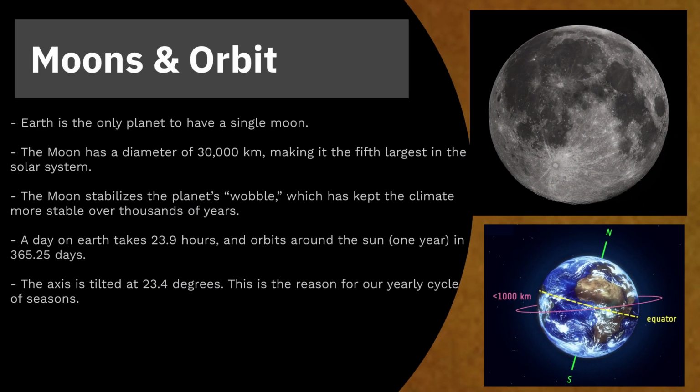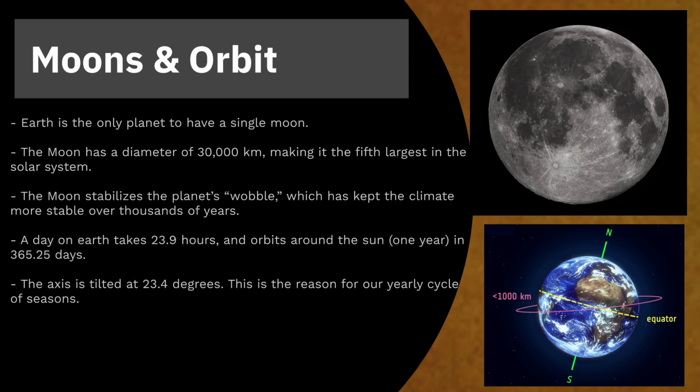Its moons and orbits. Earth is the only planet to have a single moon. Our moon is the brightest and most familiar object in the sky. The moon stabilizes the planet's wobble, which has kept the climate more stable over thousands of years. The moon has a diameter that measures about 30,000 kilometers, making it the fifth largest moon in our solar system, and on average keeps a distance of 380,000 kilometers between itself and Earth.